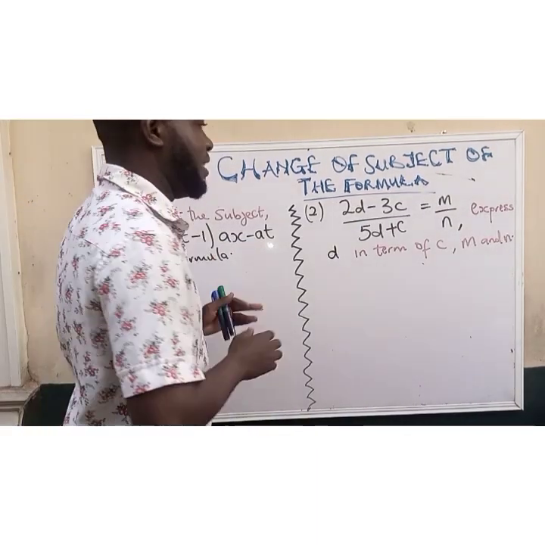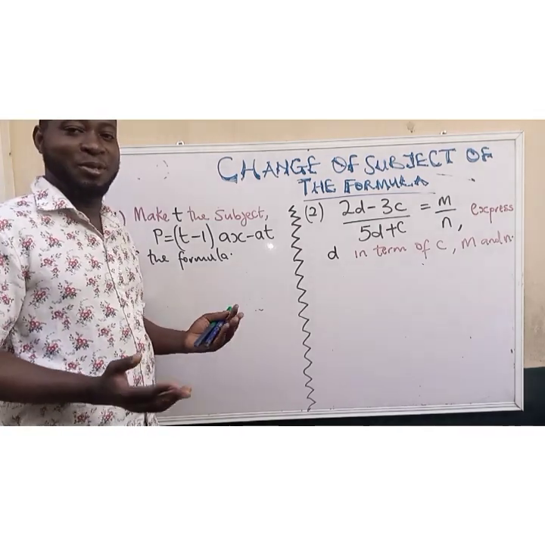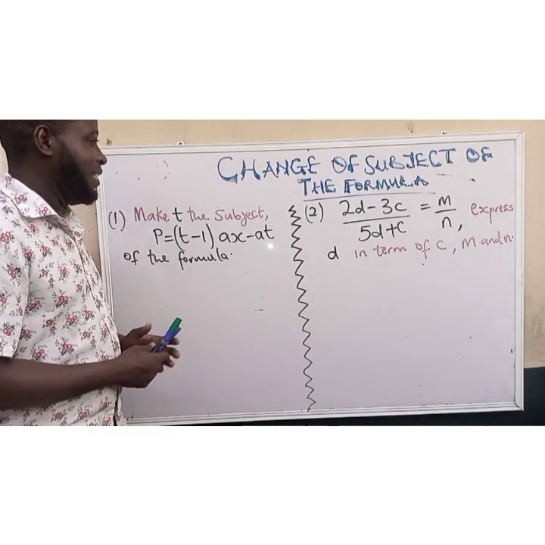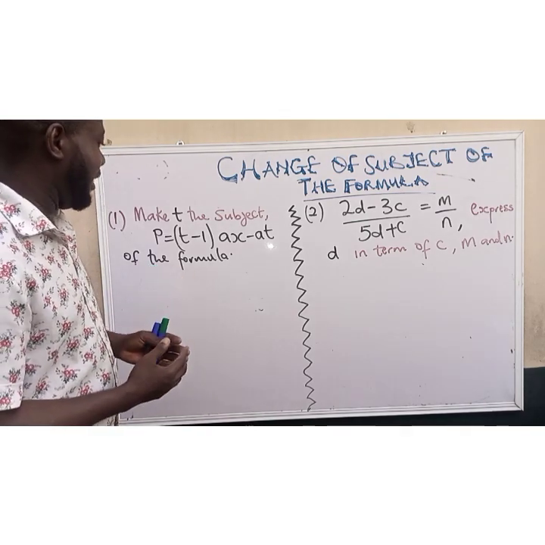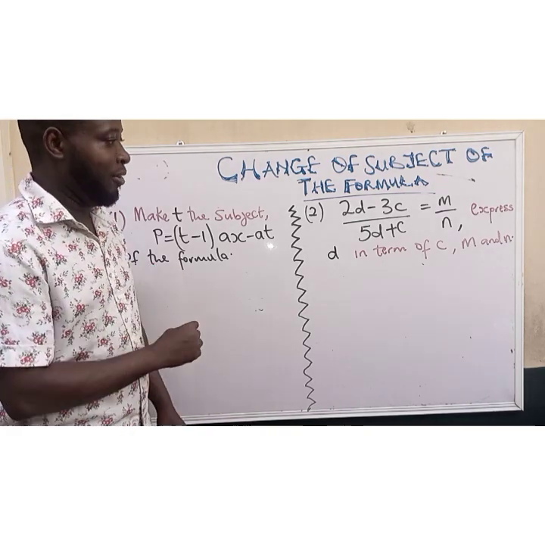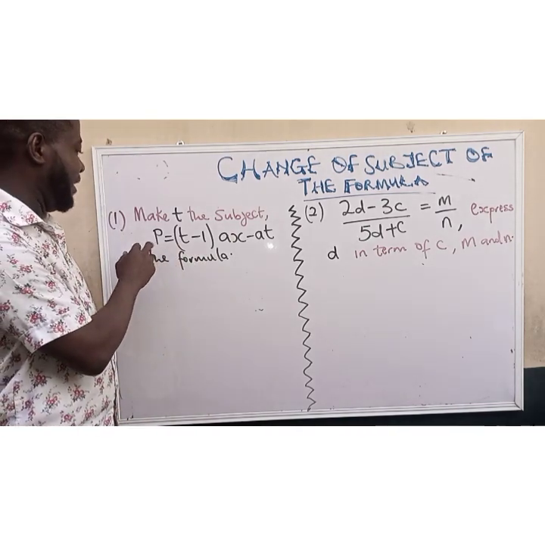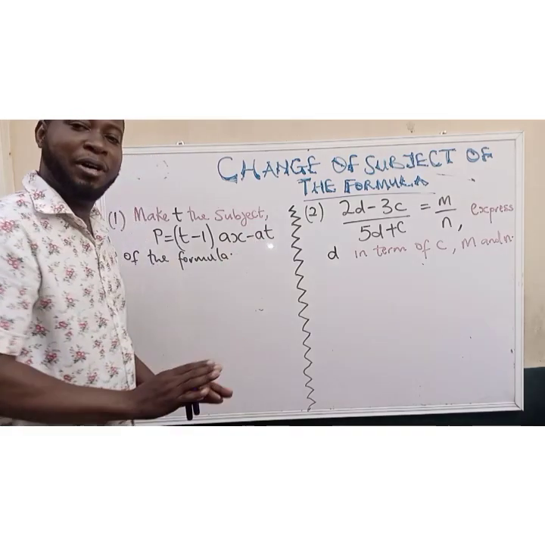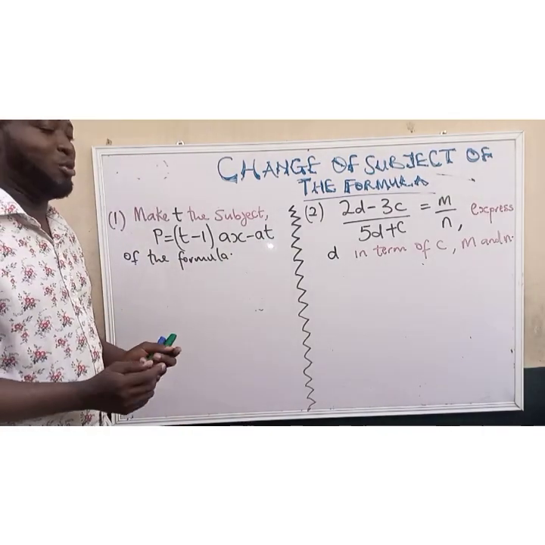Now we have two examples on the board. Honestly, the two examples are very easy to solve. Now let's look at them. These examples involve cases of change of subject of a formula that does not involve square or square root. As you can see, example 1 and example 2 do not involve any square or square root. So that makes them very easy to solve.